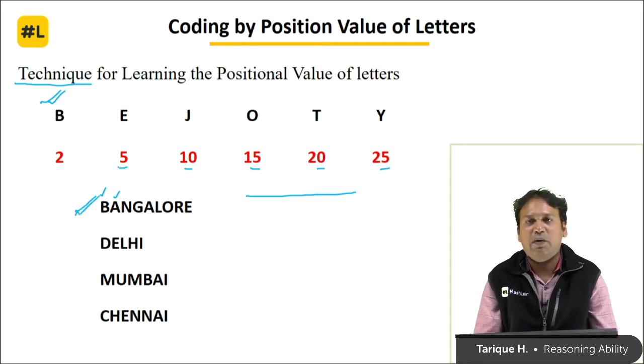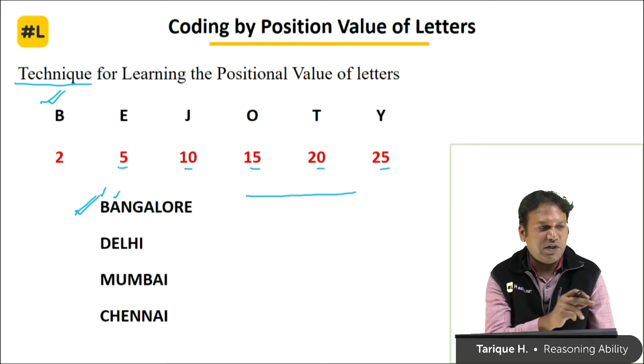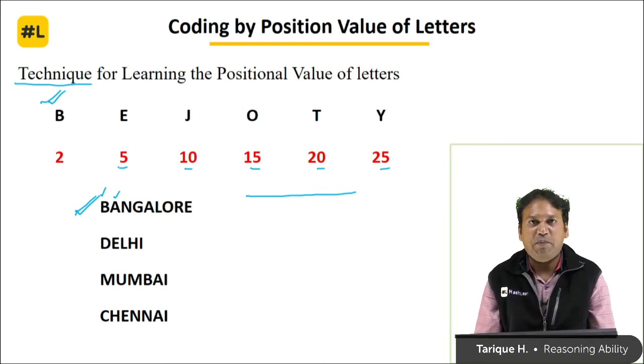So can someone quickly code Bangalore? What will be the code for Bangalore? If the value of A is 1, B is 2, C is 3, what will be the code for Bangalore? What will be the code for Delhi? What will be the code for Mumbai and Chennai? Find out the code and post in the comment. I want to see who can post the comment fastest.